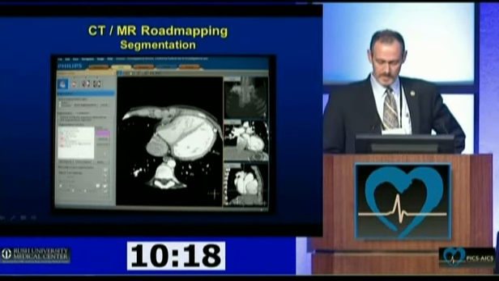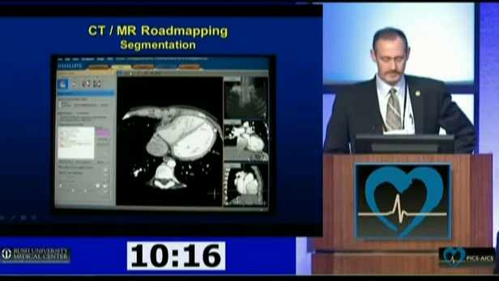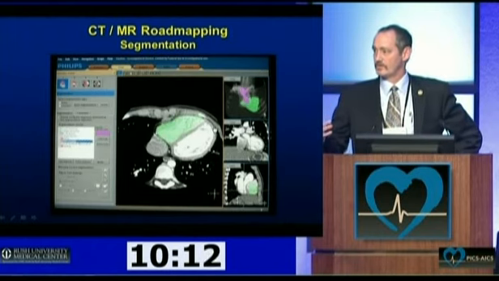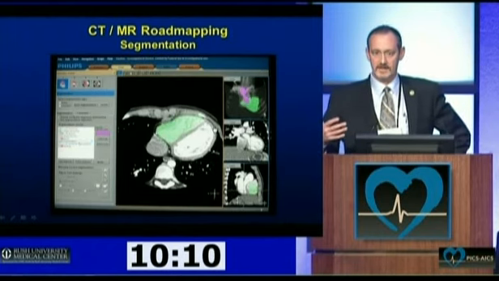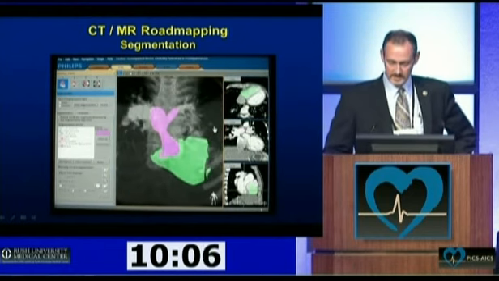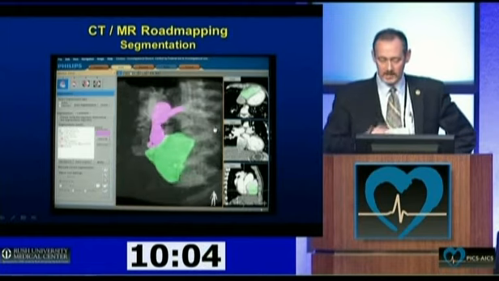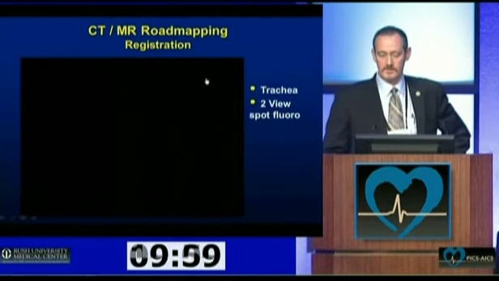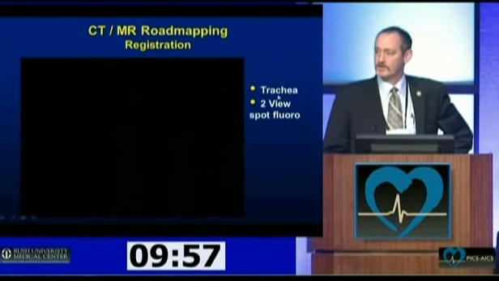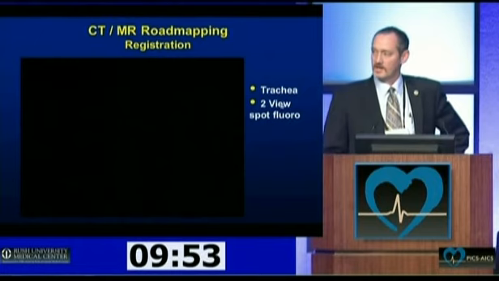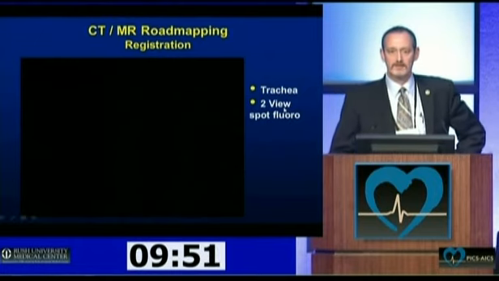The next process is to register this with your system. Different than what you've heard already about three-dimensional rotational angiography, where all of those images are acquired by that system, and it understands the spatial relationship between the detector and the camera, here you have to import the images and tell it where it lives. We do that with the Philips system by using, for the most part, the trachea to help register our images, and we do it also with a 2-view spot fluoro.